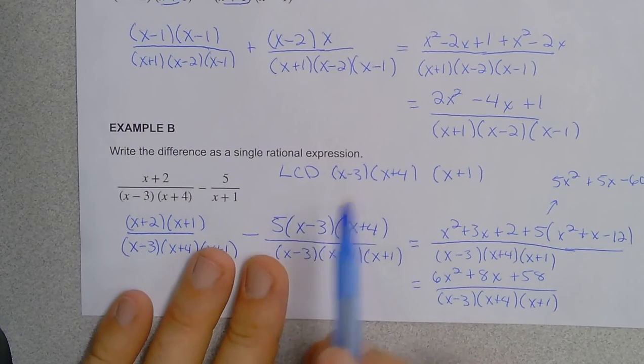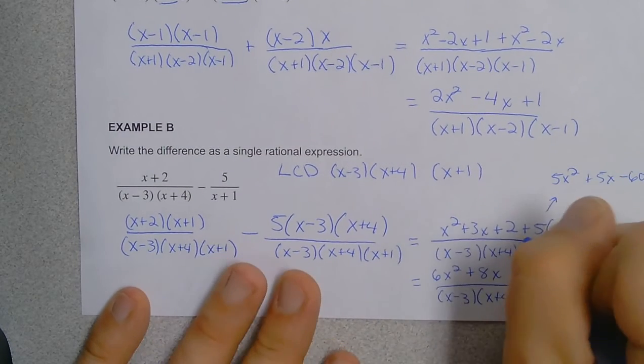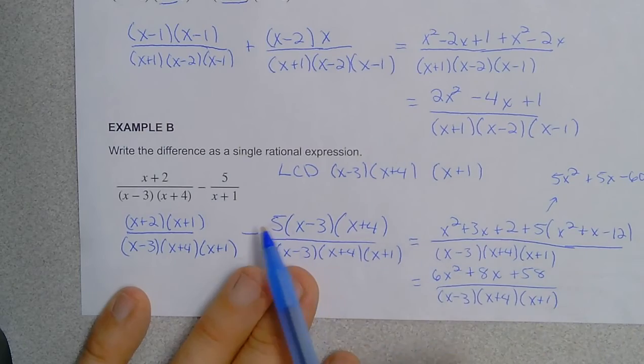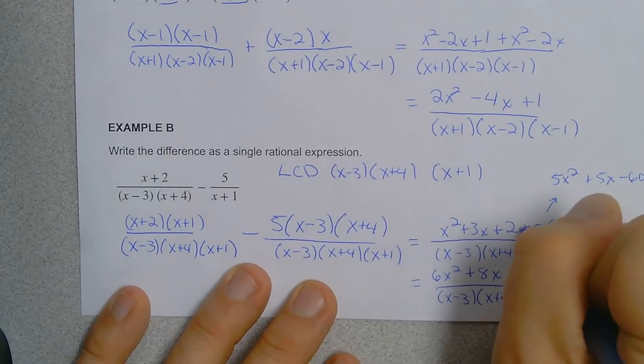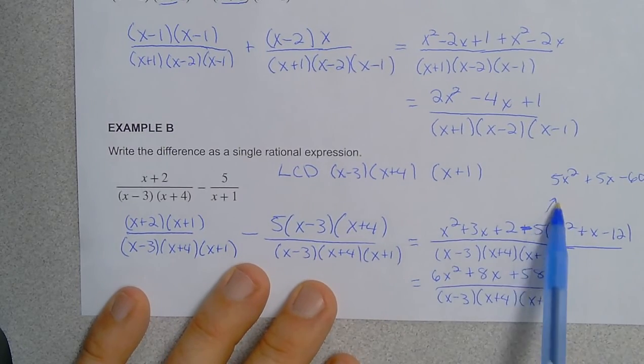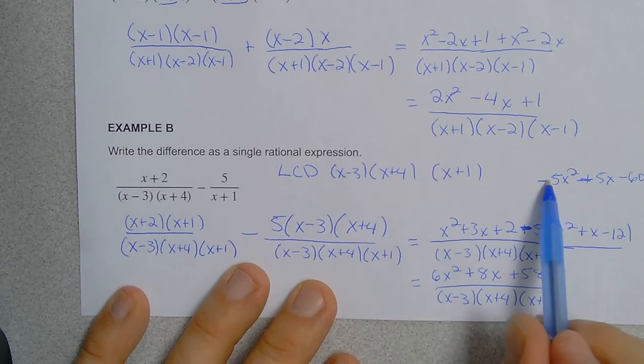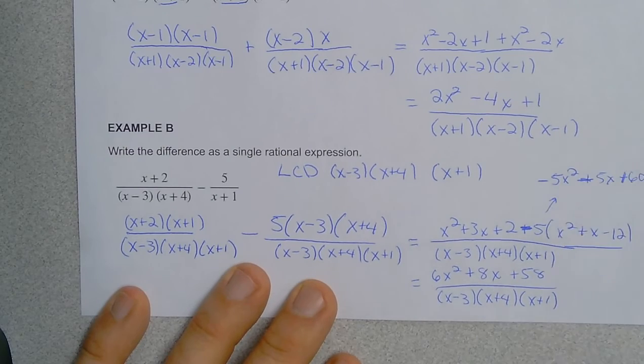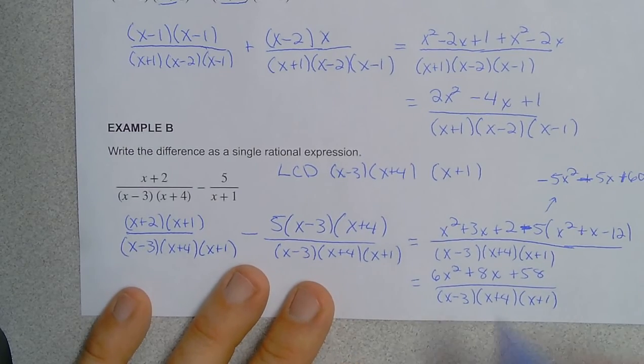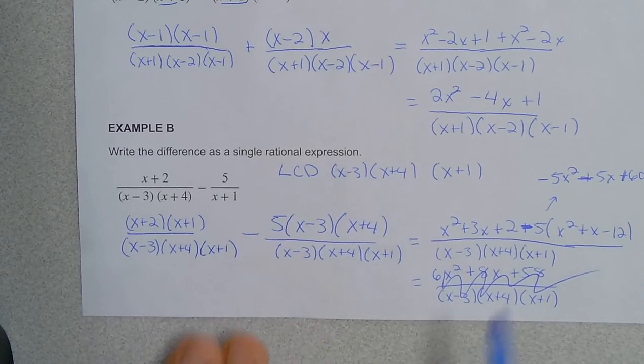Also, my apologies, I made a minor math error, so let me just fix it. First, I was minusing here, so I need to subtract here, which would make here minus 5x squared. And instead of plus 5x, this would be minus 5x. And instead of minus 60, I would add 60. So let me just scratch this out.